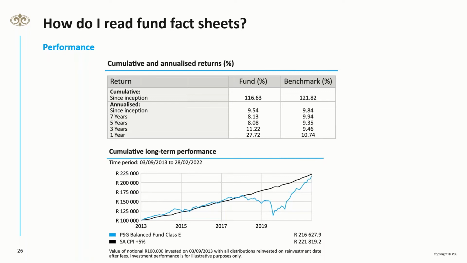Annualized figures, which is just below that, portray an average of that performance over the years. Hence, this fund has an annualized performance of 9.54 since inception. That means that on average, it will return 954 Rand per year on an investment of 10,000 Rand, assuming that there has been a static balance on the fund from inception to date.